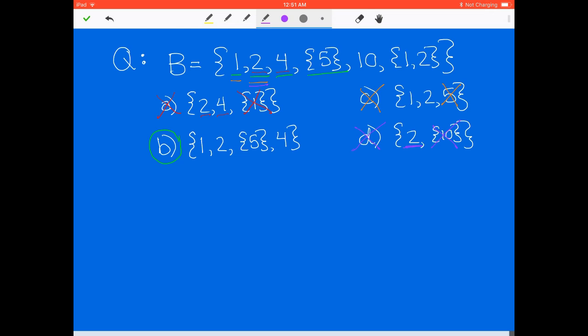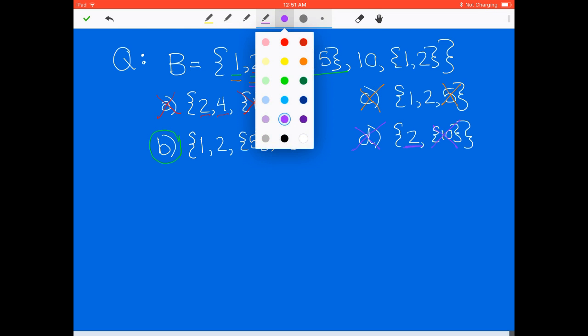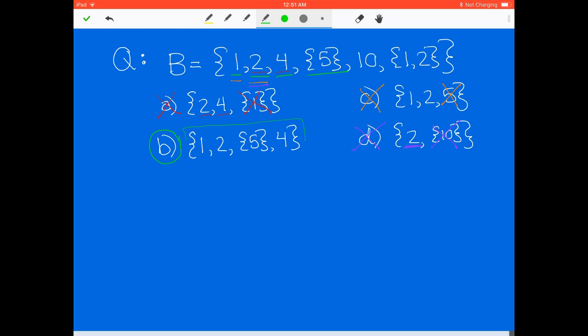B, so this set here, 1, 2, the set of 5, and 4, is a proper subset of B because this set here does not equal B, because it does not have 10 and the set 1, 2.